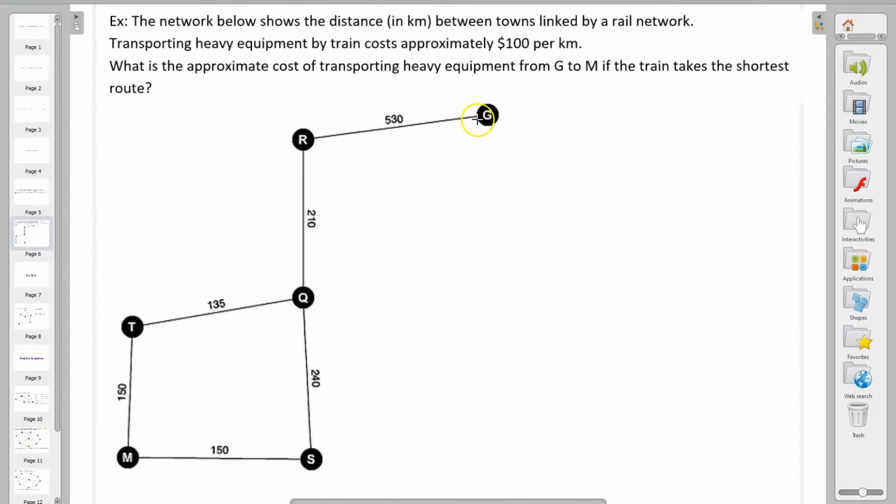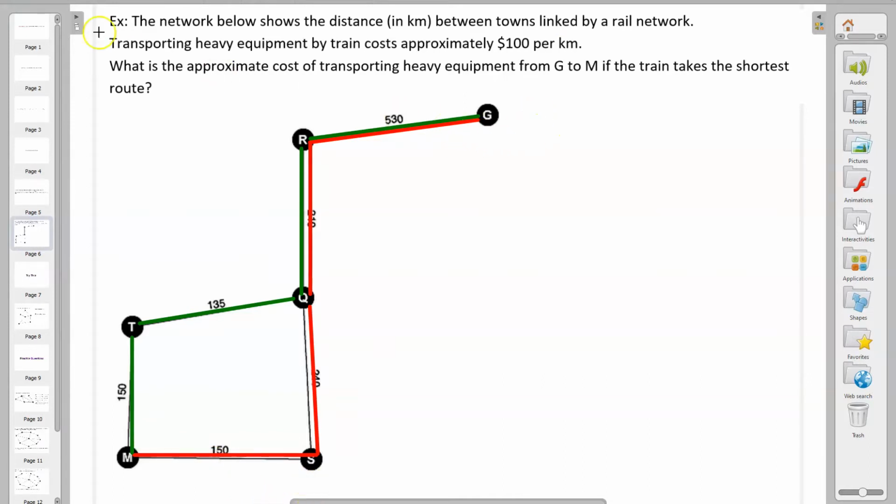If we're starting at point G, both routes are going to start off the same, going from G to R to Q. But after that, there's a branch in the track, so you have a choice. You can either go from Q to S, and then on to M. You can also go from G to R, from R to Q, and take the other from Q to T, and from T to M. So the question is, which route is most efficient as far as taking the shortest possible distance?